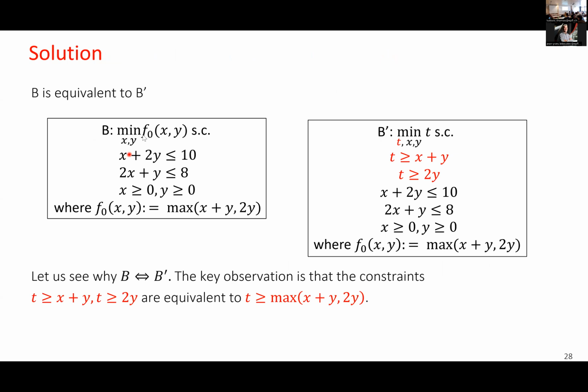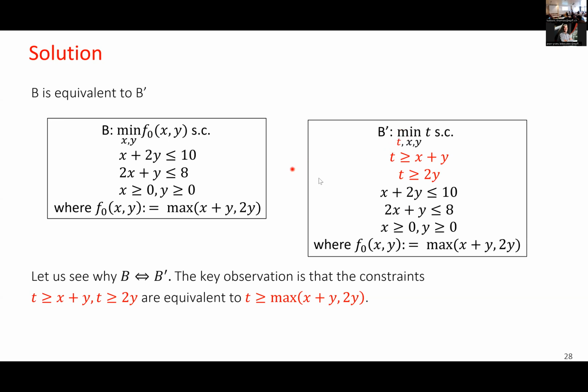This is B. This is the problem I have. The non-linearity comes from this max function here. Now there's a trick, which is this one. I introduce a dummy variable, t, and add constraints on it: t is larger than x plus y, t is larger than 2y, and I minimize t. So t is the max, if you want, which is f0. I replace f0 by a variable, I minimize the variable, and I add those constraints.